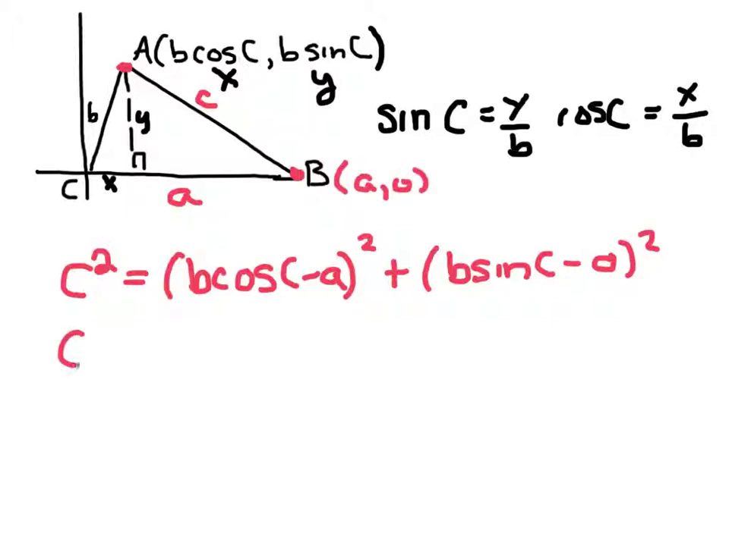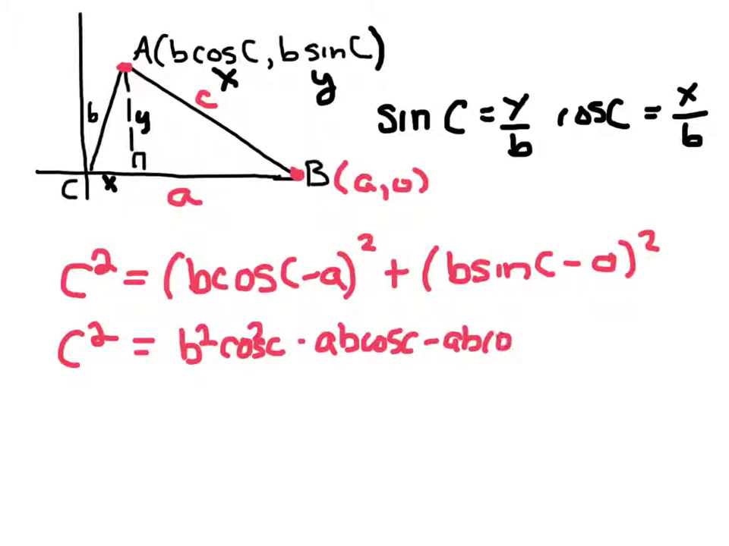I would end up with c squared equals b squared cosine squared C minus 2ab cosine C plus a squared plus b squared sine squared C.